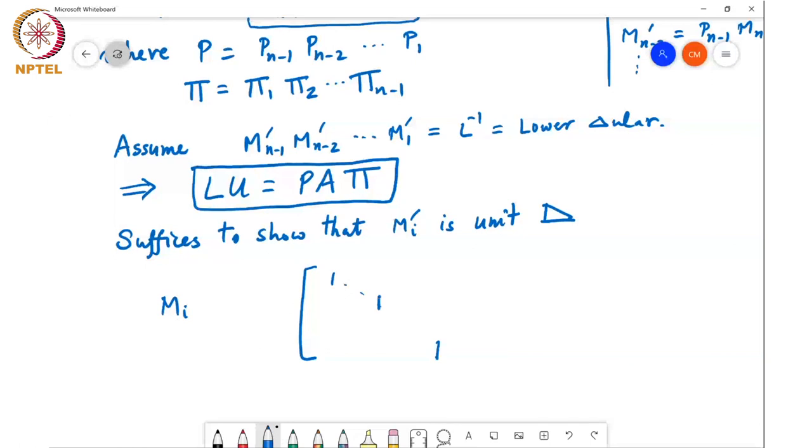I had a one here, and then I had some, let me just go back here in my notes. Yeah, it was minus l i plus one comma i, like that. It's too difficult to write, so I'll just say there's some star here and some star here. These entries were non-zero. Only below this, everywhere else it was zeros. Now what I'm doing in the kth stage is applying an exchange matrix, which is exchanging rows and columns corresponding to this part of the matrix.